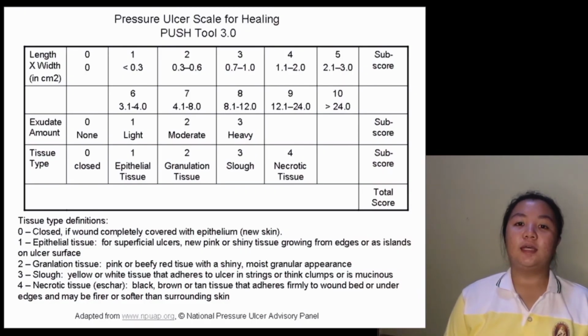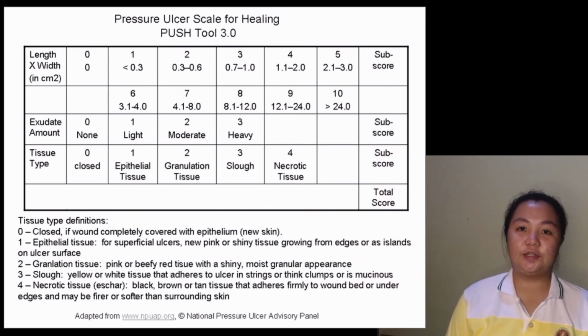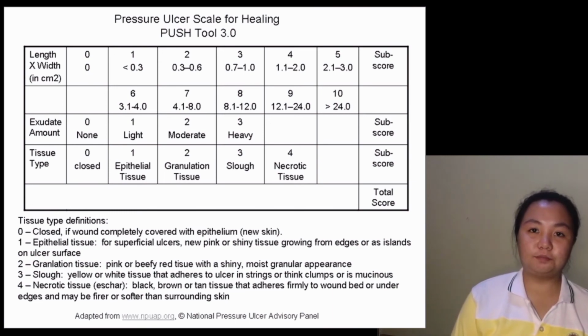Estimate the amount of exudate or drainage after the dressing is removed and before any topical treatment is applied to the ulcer. Exudate or drainage should be classified as none, light, moderate, or heavy. So, tissue type refers to the different types of tissues found in the wound bed or the ulcer.